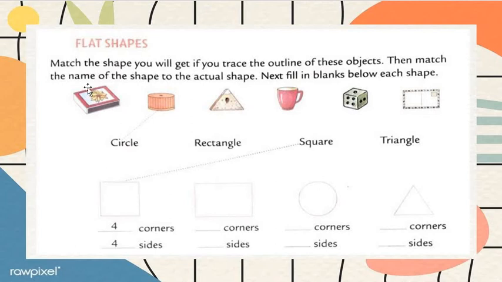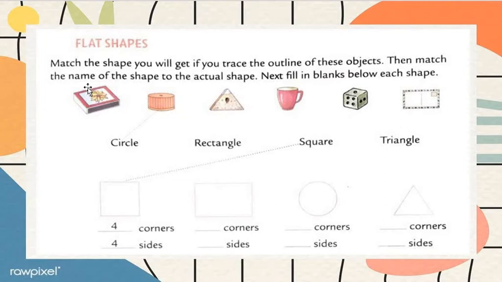So now first is flat shape. Match the shape you will get if you trace the outline of this object. Then match the name of the shape to the actual shape. Next, fill in the blanks below each shape.